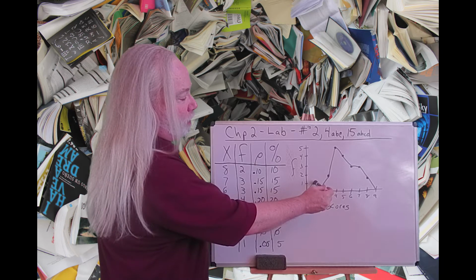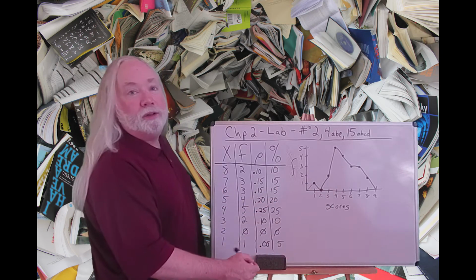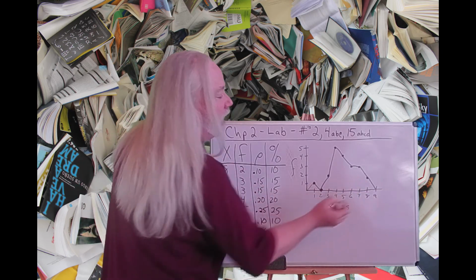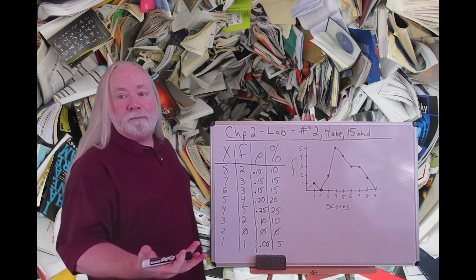Notice that we're grounded 1 below our lowest score. 1 below 1 is 0. We're grounded 1 above our highest score. 1 above 8 is 9.